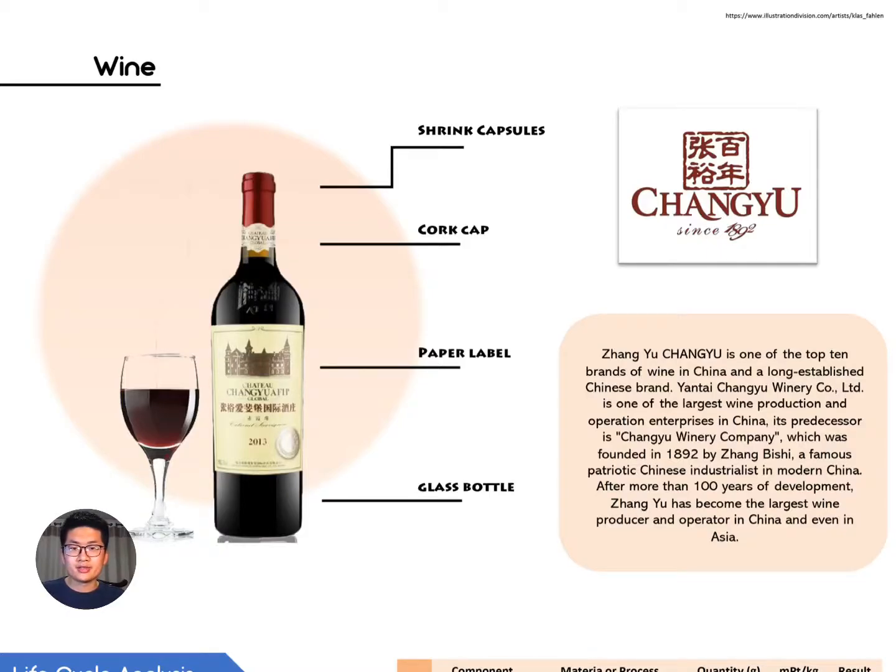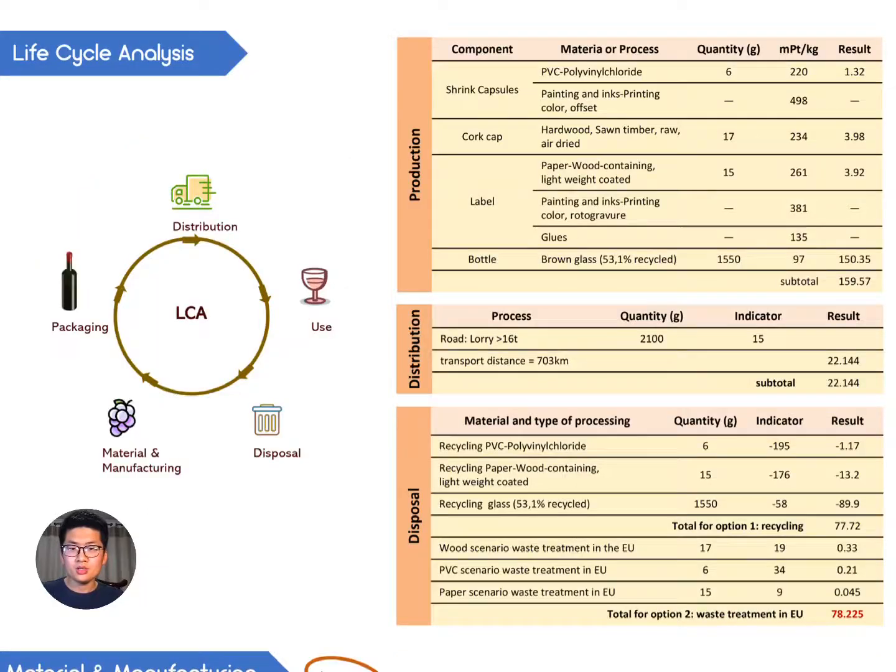In 2019, Drinks Business, a British wine trade specialist, published a list of the top 10 best-selling wine brands in the world, and Zhangyu ranked fourth with annual sales of 10.7 million cases. The Zhangyu Jiebaina wine that our group analyzed is one of the most famous products. Our group will analyze this item from 5 aspects: material, manufacturing, packaging, distribution, use, and disposal.